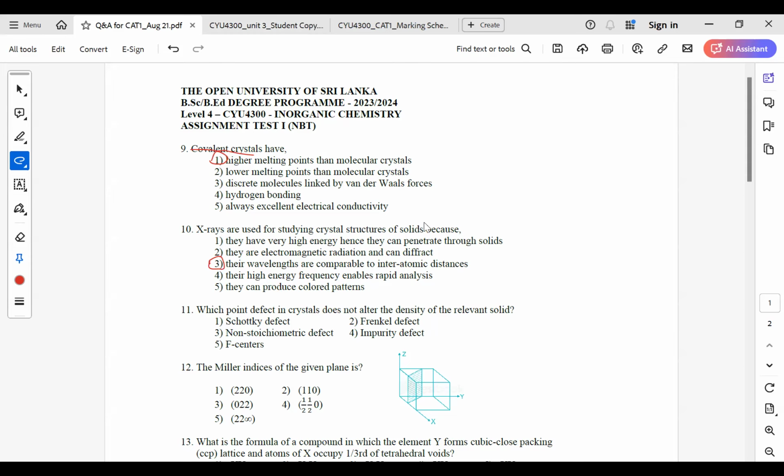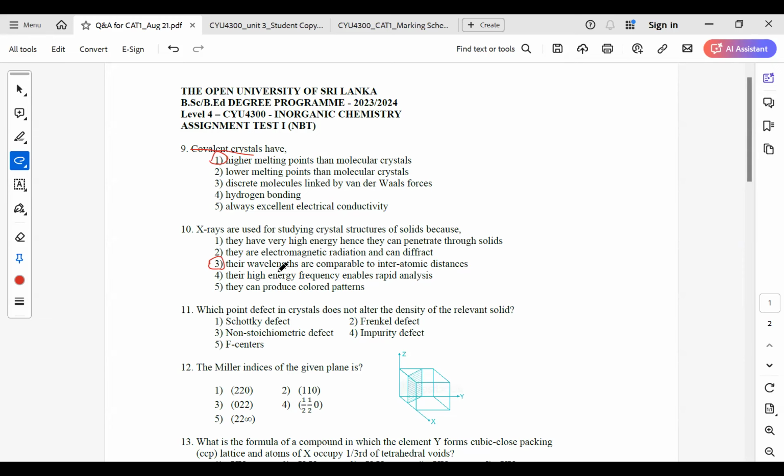So the reason is that electromagnetic radiation diffracts only when it goes through obstacles comparable or similar in size to its wavelength. Otherwise, it will not diffract. So we want our rays, our electromagnetic radiation, to diffract from the atomic planes of crystals. Because of that, X-rays are more suitable, because their wavelength is comparable to interatomic distances.